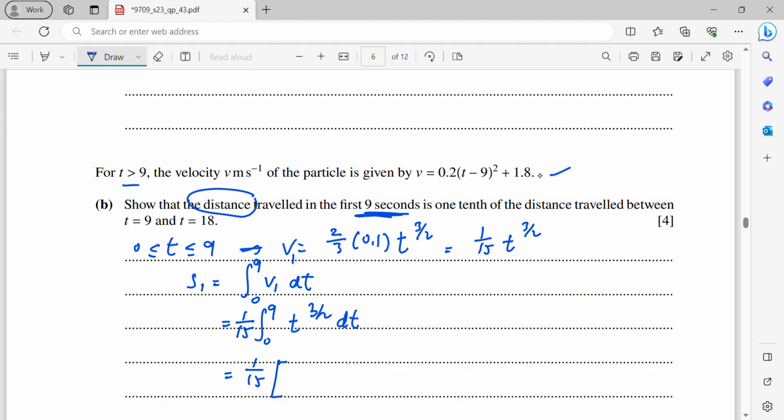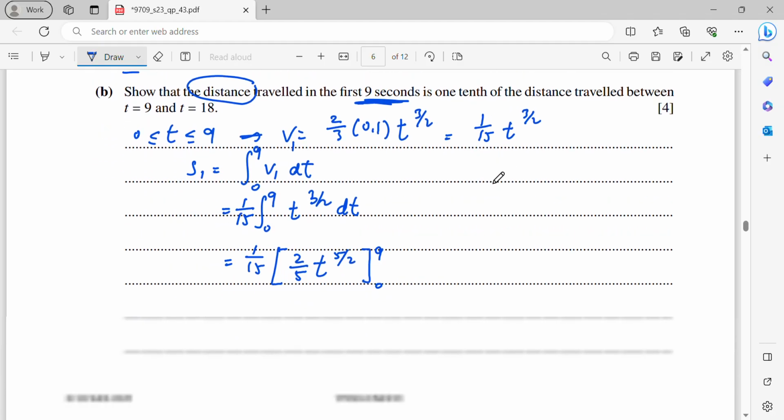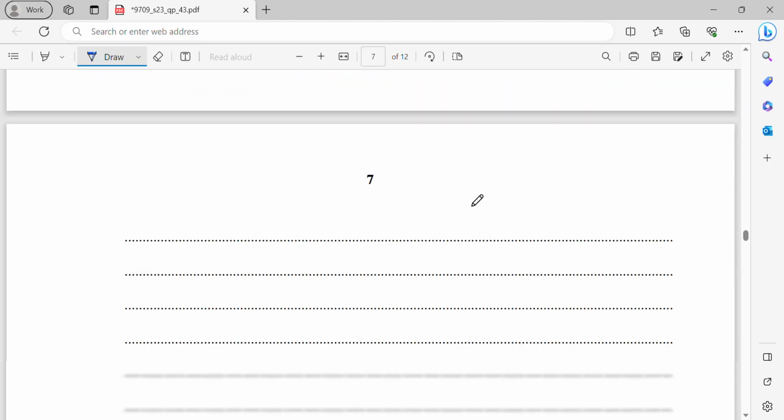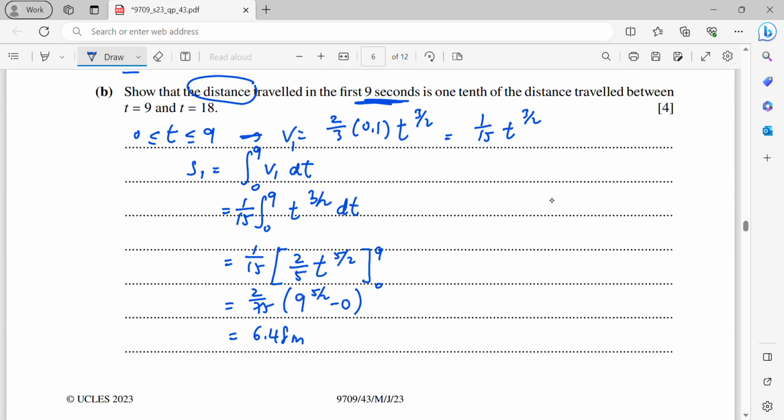Again, now when you add 1 to 3 over 2, it becomes 5 over 2. Then you're supposed to divide by 5 over 2, but now I move it up, it becomes multiply by 2 over 5. Then the limits will be 0 to 9. From here, I simplify and I get 2 over 75 multiplied by 9 to the power 5 over 2, minus 0. So at last, you get 6.48 meters. Okay, that is for the S1.